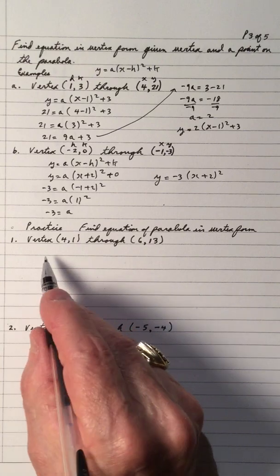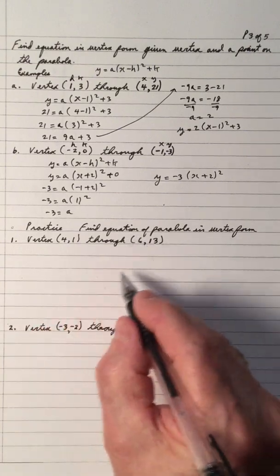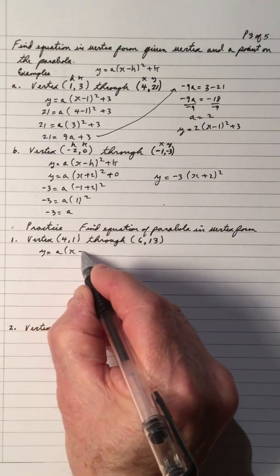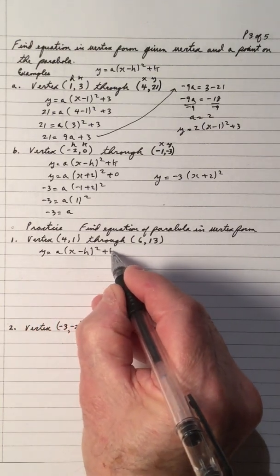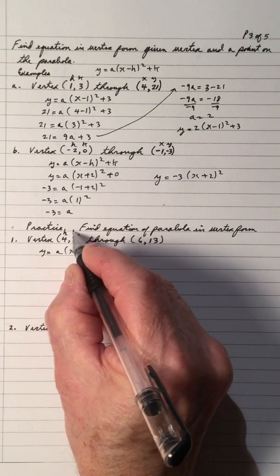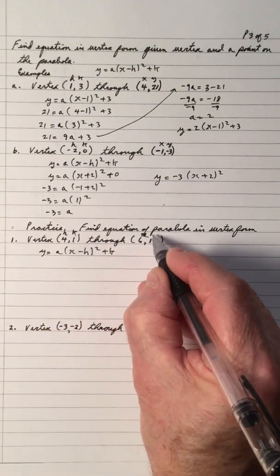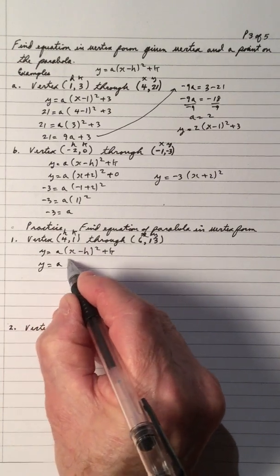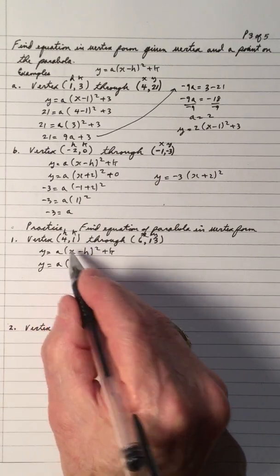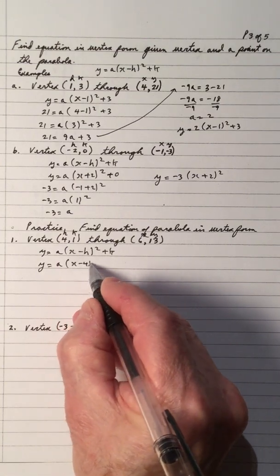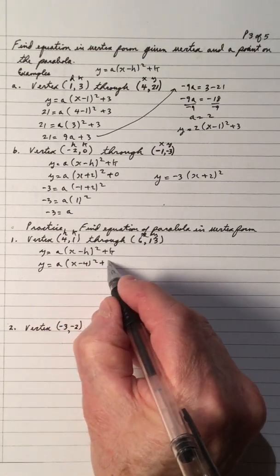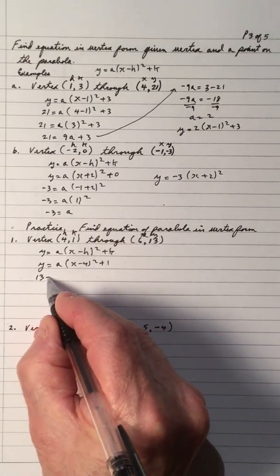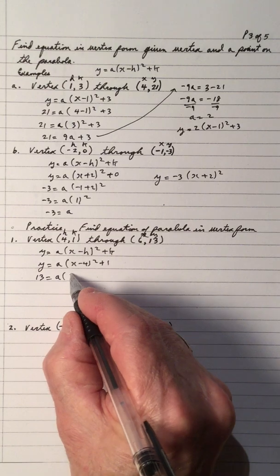So you follow the pattern, and you pause your video and you work out these 2. So y equals a outside of x minus h all squared plus k. This is the h, and this is the k, this is the x, and that's the y. So I'll fill in my h and k first. So that's a 4, so that becomes a minus 4. That's a 1, that stays plus. Then I fill in the x and y. Y is 13, and x is 6.